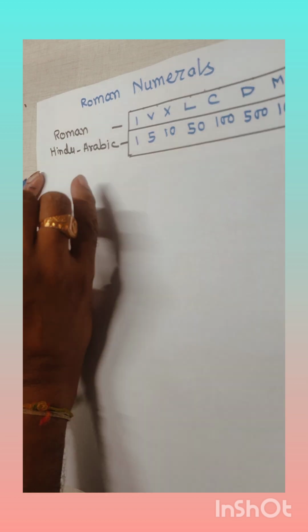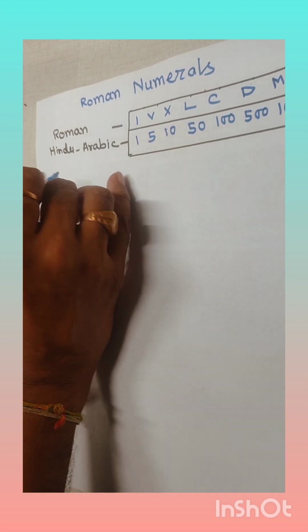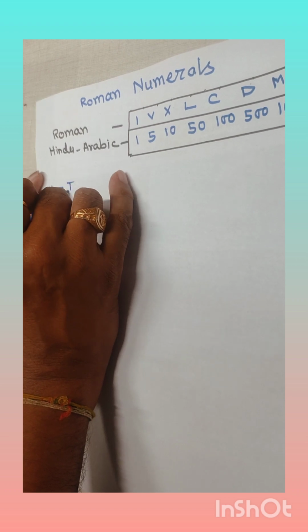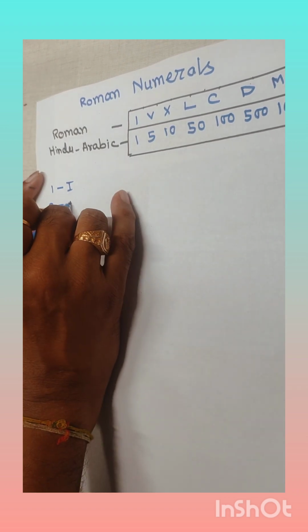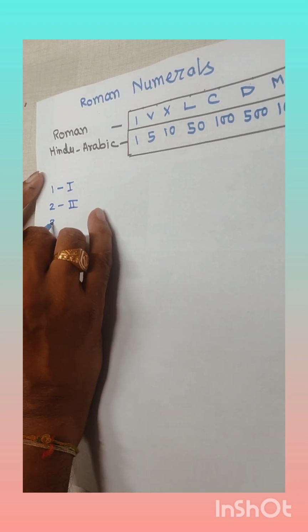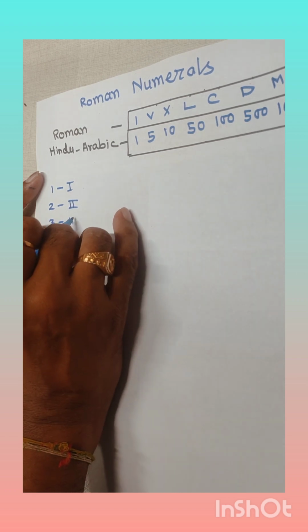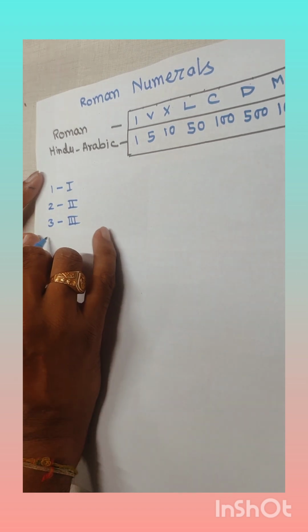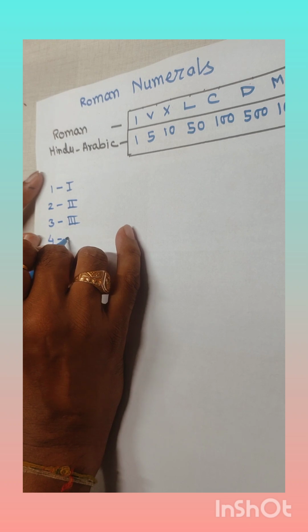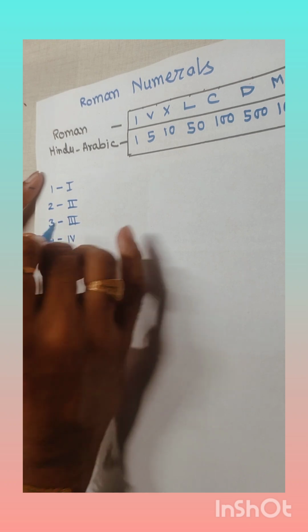If we convert Hindu Arabic number into Roman number, then 1, 2, 3, 4, 5.